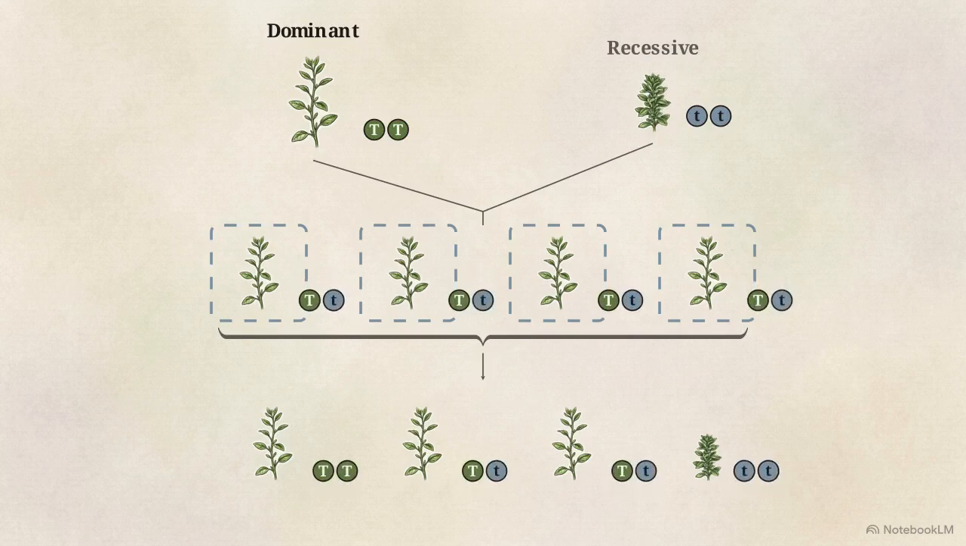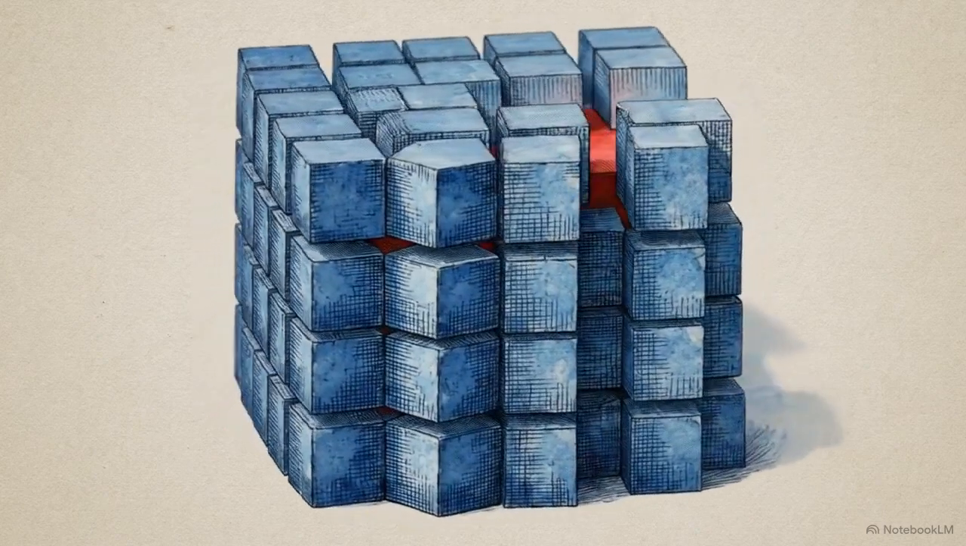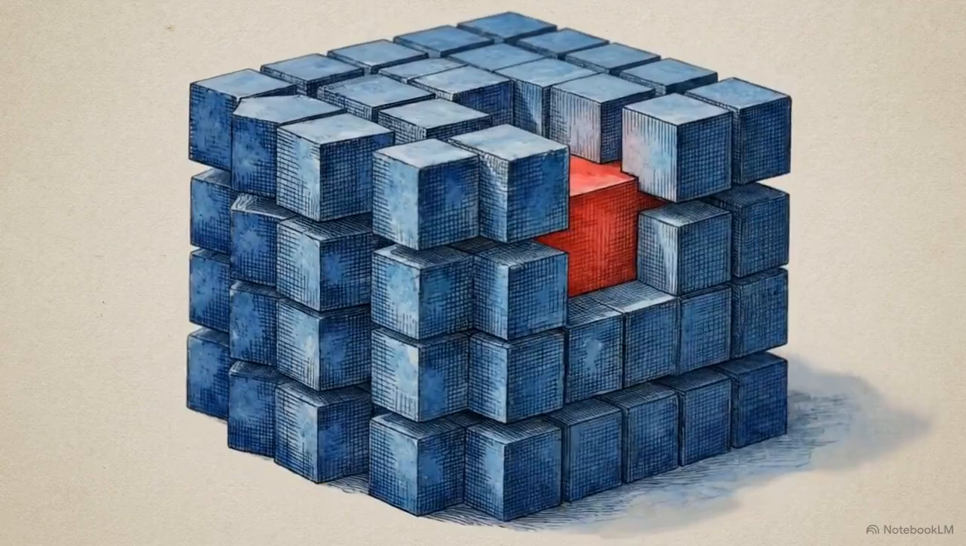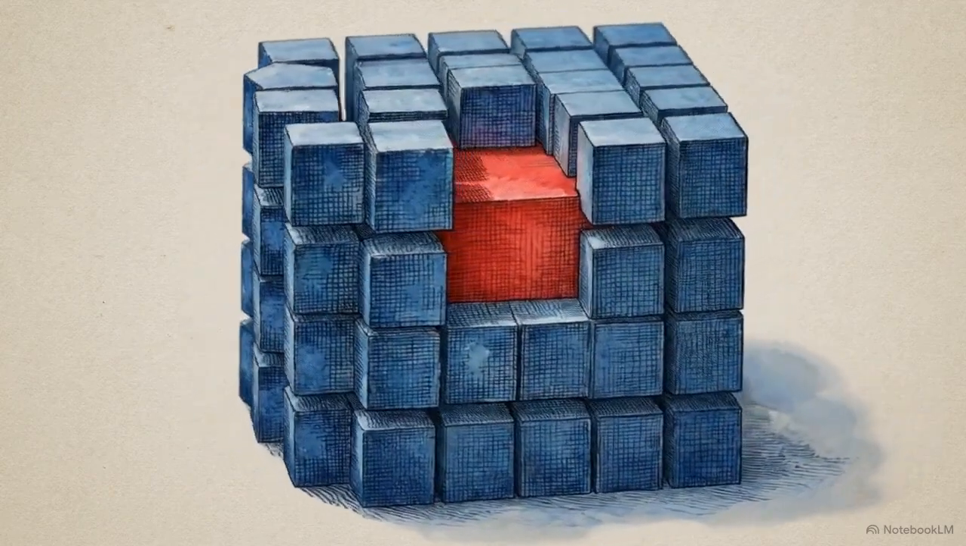This proved that traits are passed down as independent packets of information, not fluids that permanently mix together. Genetic information behaves like distinct mathematical building blocks. They can be masked for an entire generation and revealed later, but they never dilute.